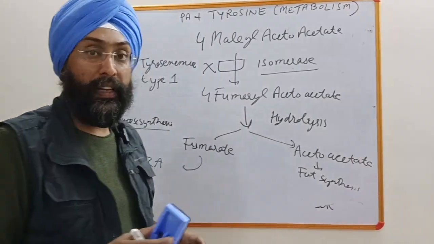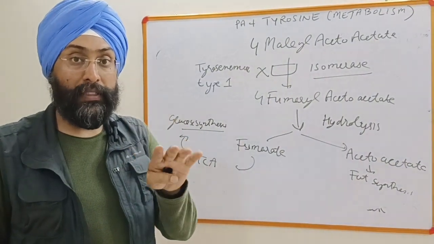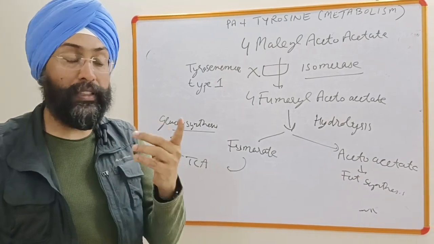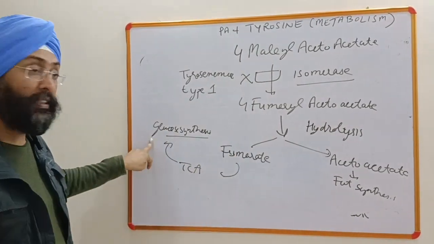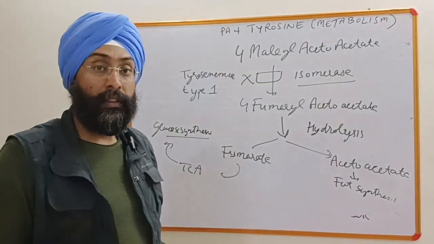So that's why phenylalanine is known as both glucogenic and ketogenic, because the products can lead to synthesis of both glucose and fats, glucose from fumarate and fat from acetoacetate. So this is the end.